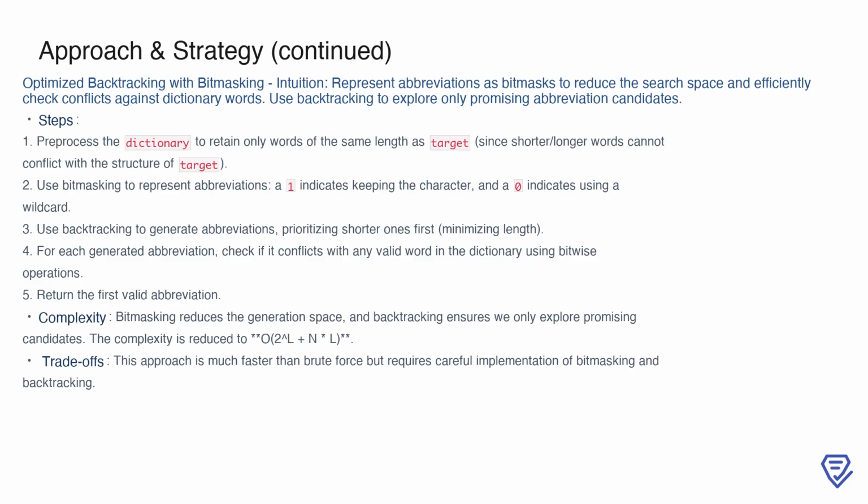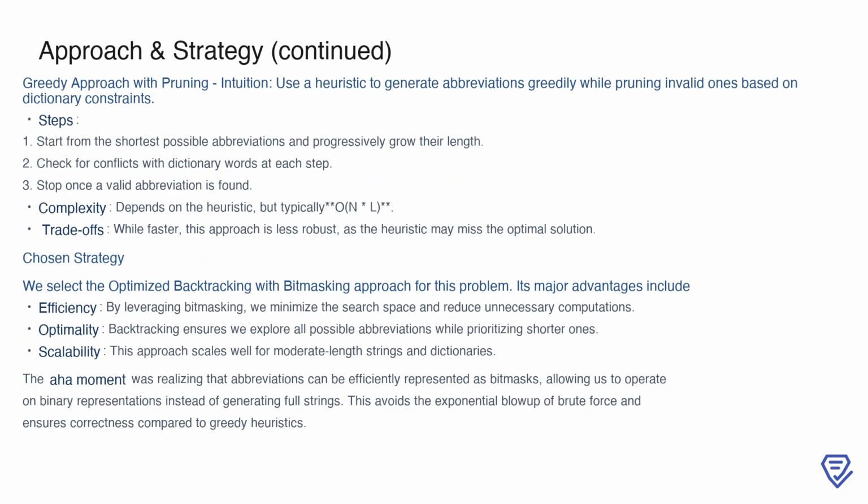The main trade-off lies in the complexity of implementing bitmasking and the need for precise backtracking logic. Another approach we considered is a greedy strategy with pruning. This method uses a heuristic to generate abbreviations in a step-by-step manner. It starts with the shortest possible abbreviations, progressively increasing their length only as needed.